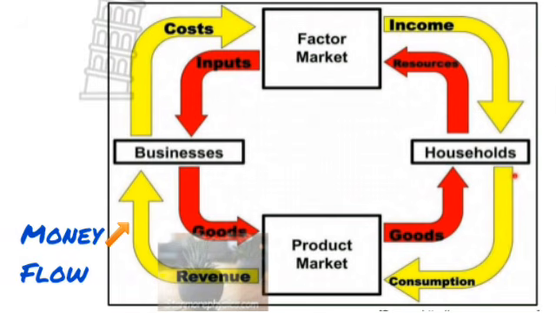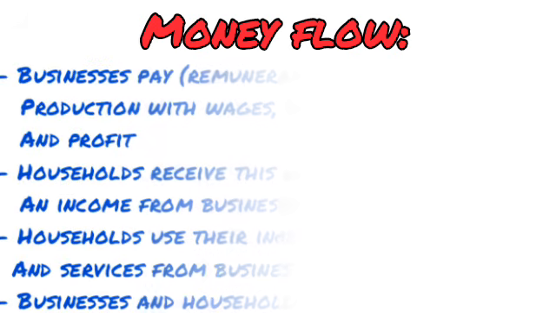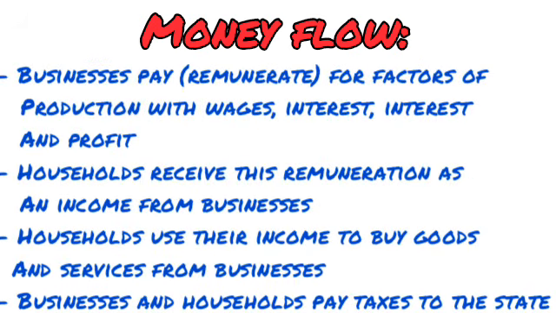So when we now look at the money flow, we are talking about the flow of all things money, whether in terms of an income or in terms of a cost. So we are going to start with businesses. Businesses pay remuneration for factors of production with wages, interests, and profit. So basically, we are saying that businesses, as much as they receive factors of production from households, they need to pay for them. This becomes a cost to the business, and it is money that they are paying to the household in terms of wages and profits.